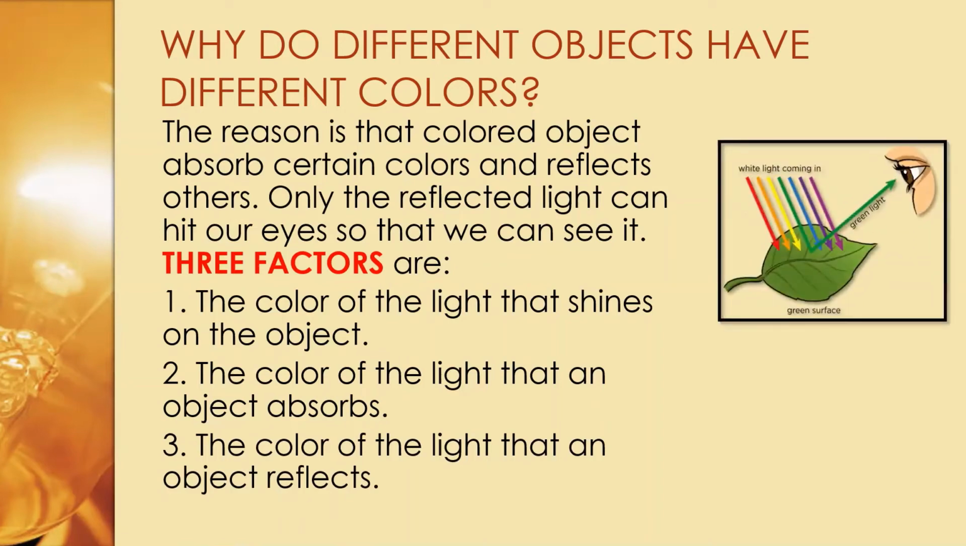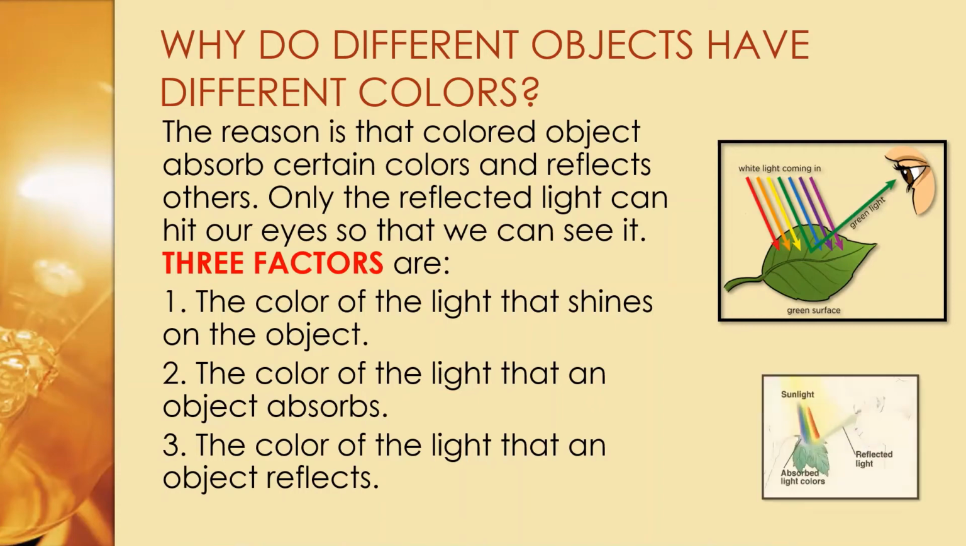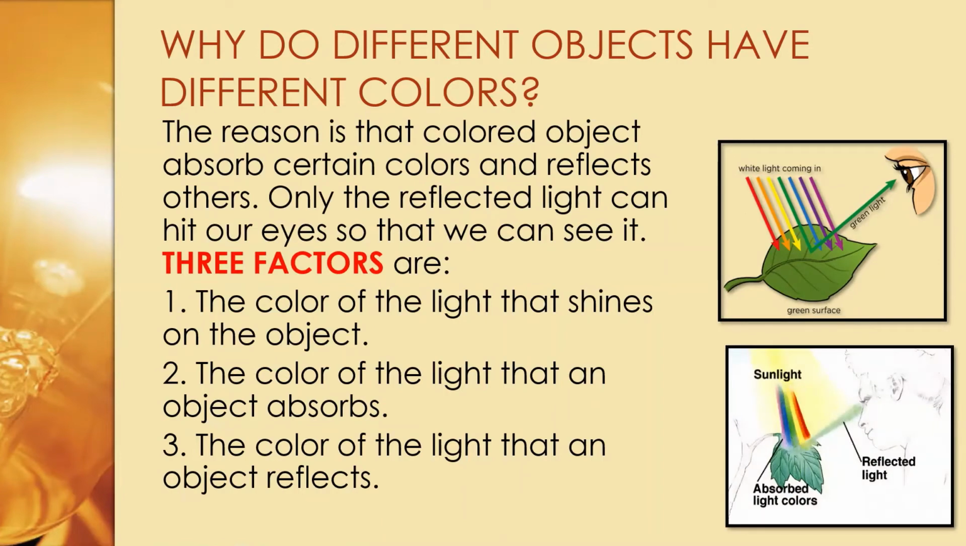All right, as you can see in this picture, the white light coming to the leaf is then reflected to our eyes as green light, because the surface of the leaf is green. Also, the sunlight coming into the leaf has its colors absorbed and is reflected to our eyes as green color.